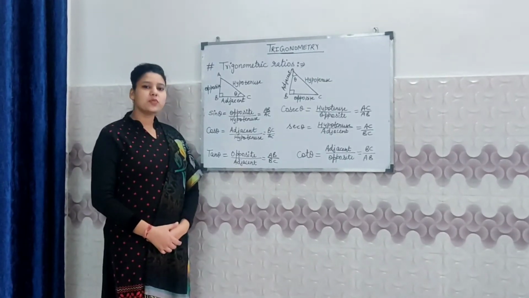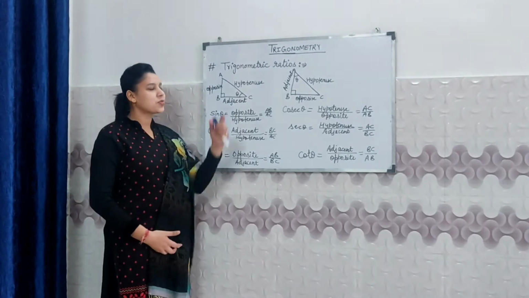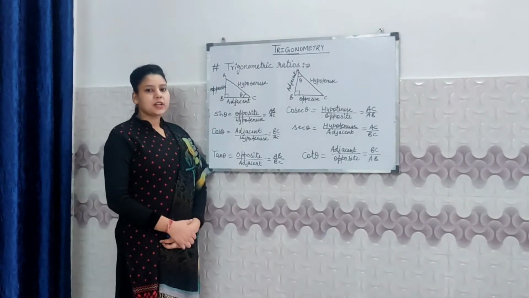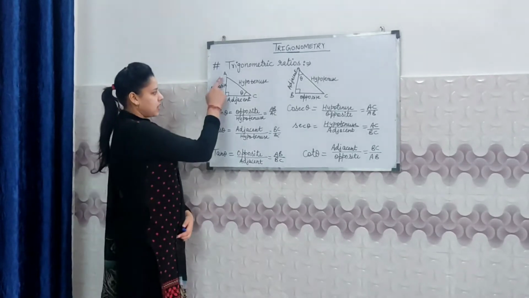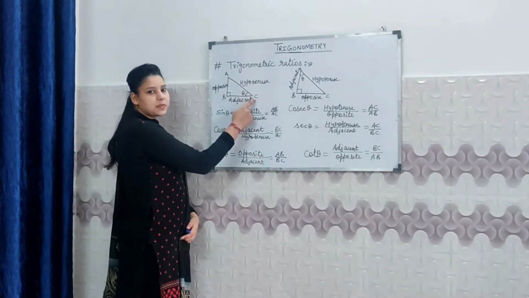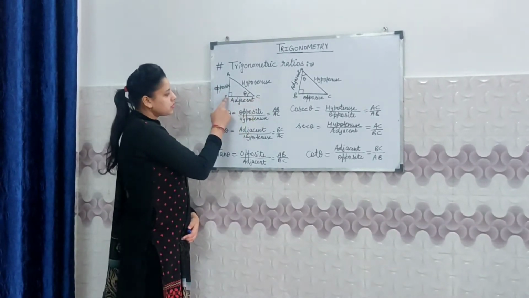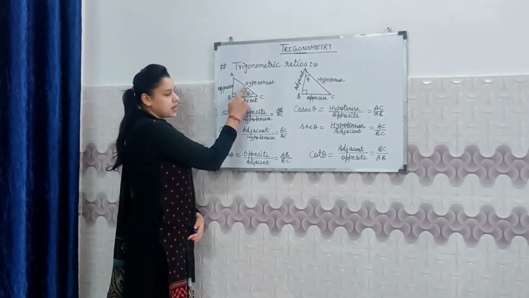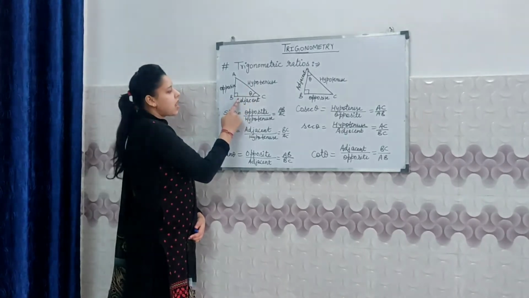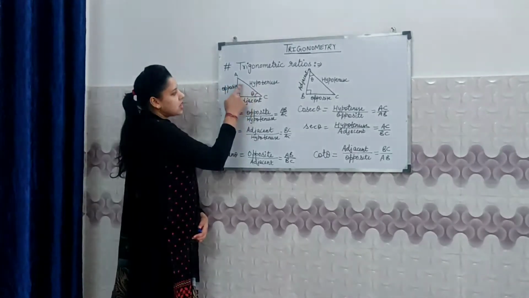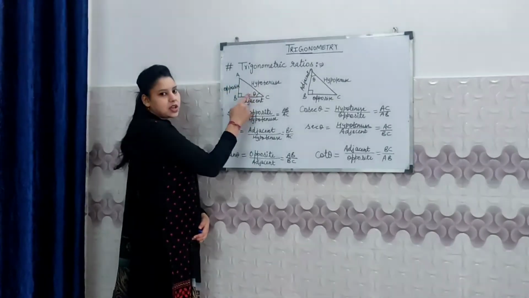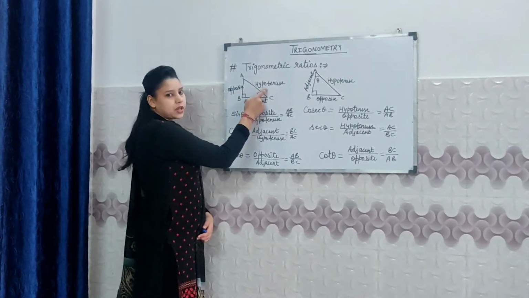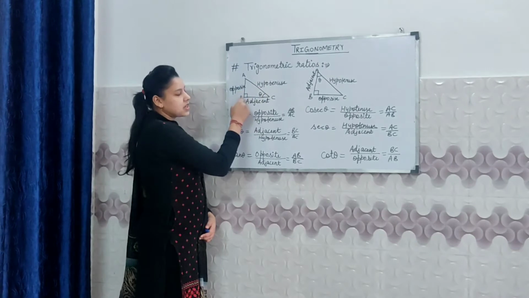Now we are moving on to our next topic, trigonometric ratios. In trigonometric ratios, we take a right angle triangle ABC in which B is the right angle, whose opposite side is the hypotenuse, and A and C are the acute angles of this triangle. AC is called the hypotenuse, and it is also the largest side of this triangle.